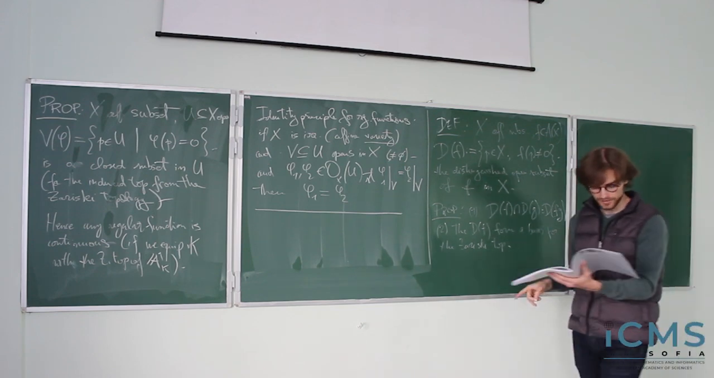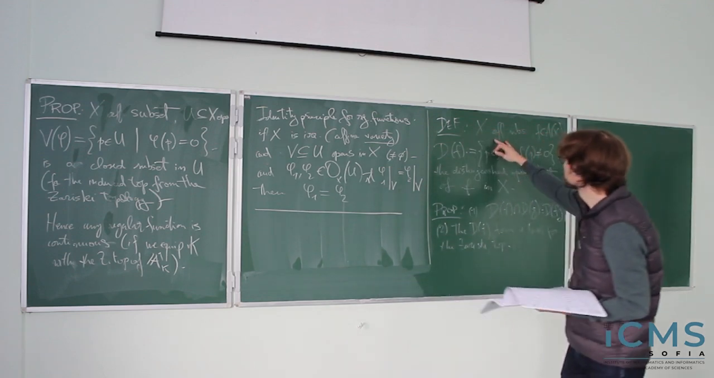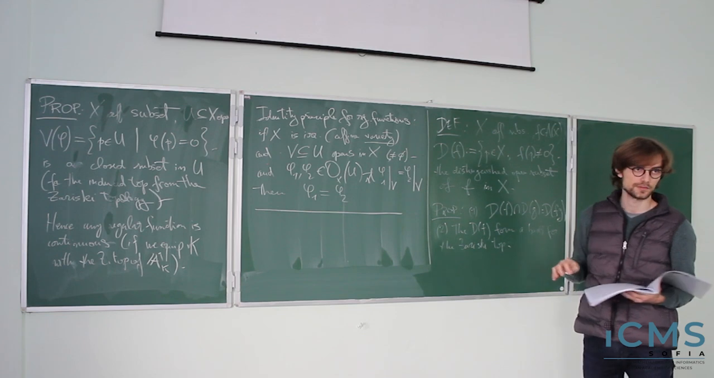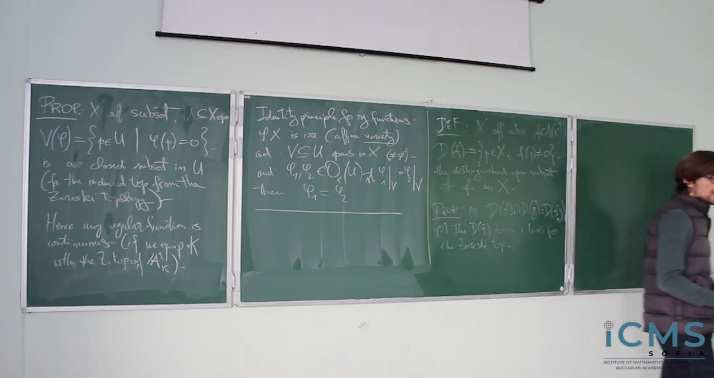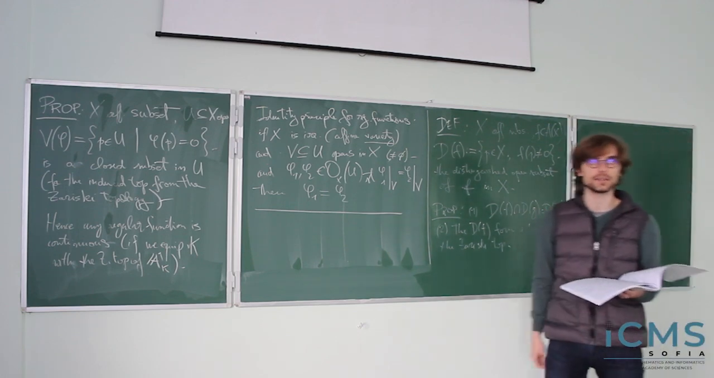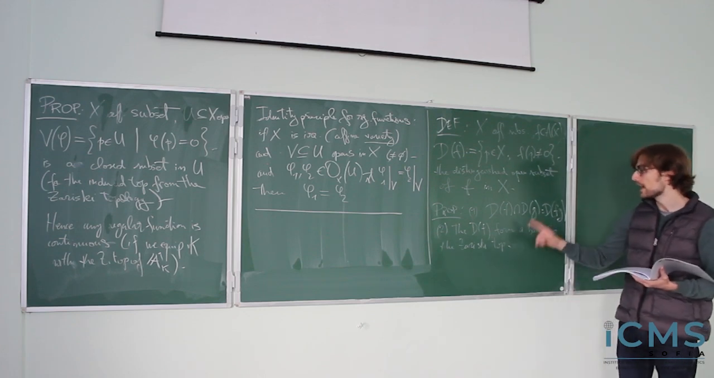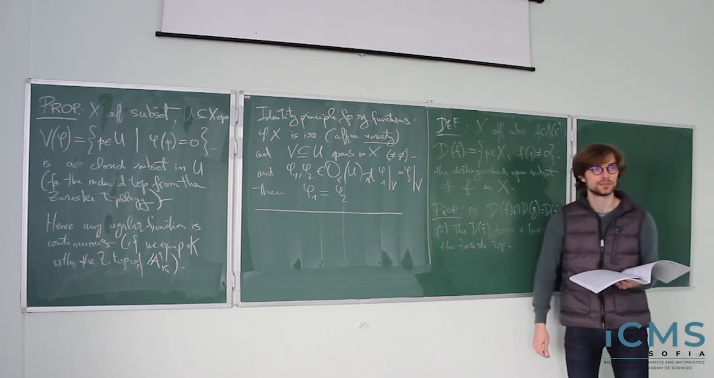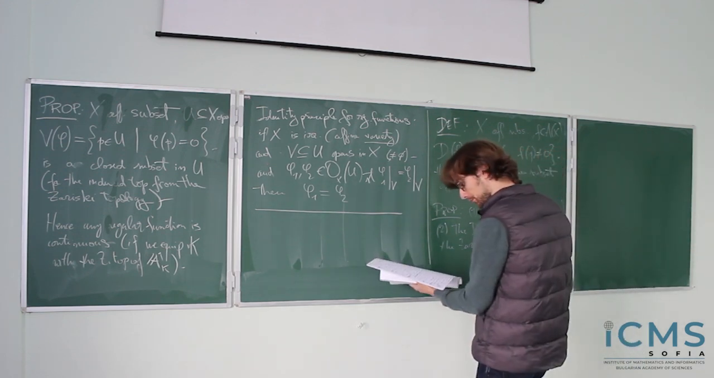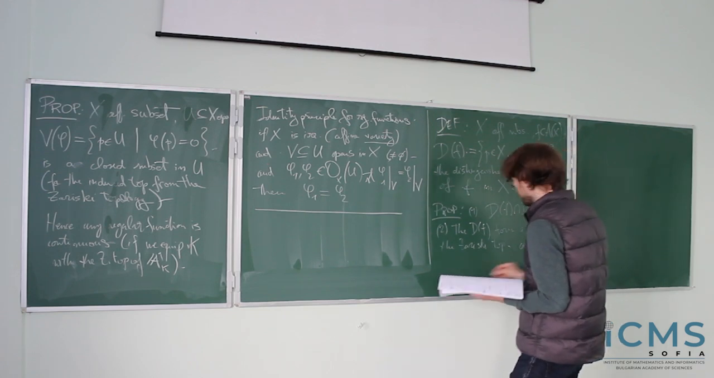Now, since we have X, which are affine subsets, these affine subsets are defined by ideals in K[x1, ..., xn]. And this happens to be a noetherian ring, so any ideal is defined by a finite number of equations. So actually, every open is a finite union of these D(f). So, any open is of the form.